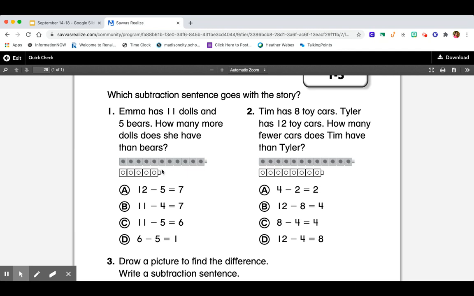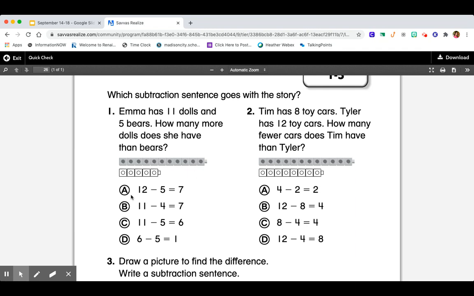That means we need to find out the extra she has left from the dolls. So if we line up the cubes, we can see that the cubes stop here with the dolls and the bears. But they keep going starting here with the dolls. So we can count to see the extra. 1, 2, 3, 4, 5, 6. So she has 6 extra dolls, or 6 more dolls than the bears.